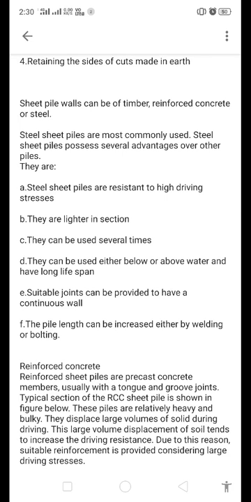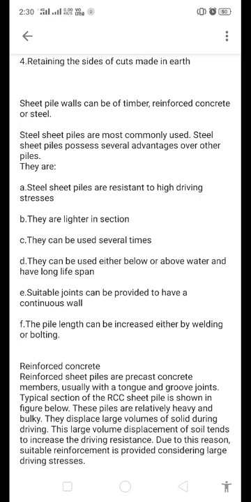Now, how can these sheet piles be made? They can be made of different materials. As we know, the different materials are timber, reinforced concrete, or steel. Steel sheet piles are most commonly used. Steel sheet piles possess several advantages over the other piles.